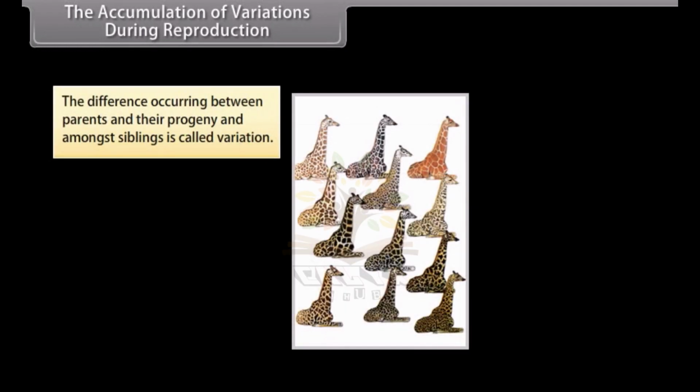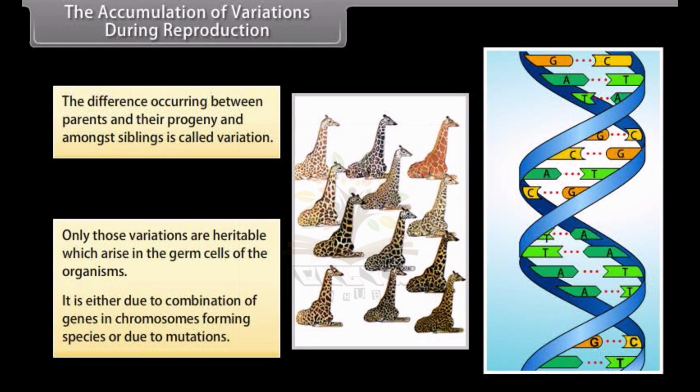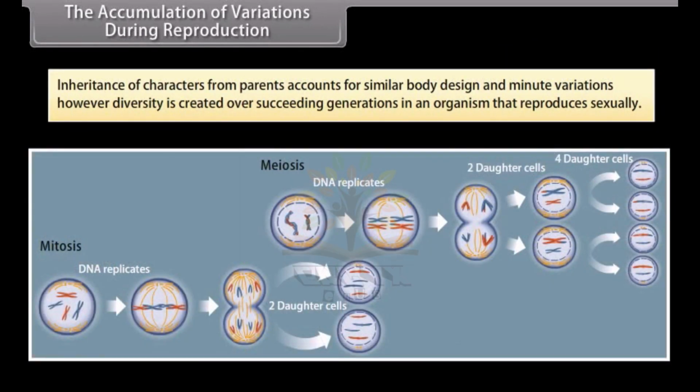The accumulation of variations during reproduction. The difference occurring between parents and their progeny and amongst siblings is called a variation. Only those variations are heritable which arise in the germ cells of the organisms. It is either due to combination of genes in chromosomes forming species or due to mutations. Inheritance of characters from parents accounts for similar body design and minute variations. However, diversity is created over succeeding generations in an organism that reproduces sexually.